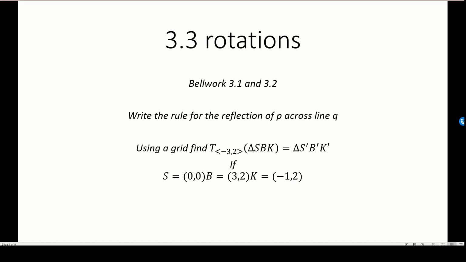So I'll go ahead and pause the video now if you haven't already solved this problem. You're translating it. Your x value is -3, your y value is 2. You're taking triangle SBK, and you're going to find the coordinates of triangle S prime, B prime, K prime. S, B, and K, the pre-image coordinates, are listed below.